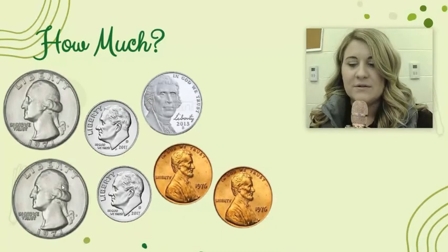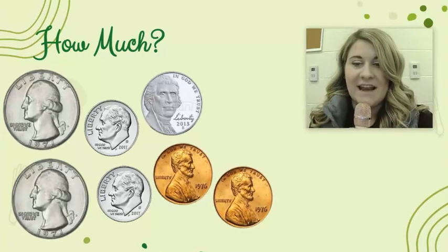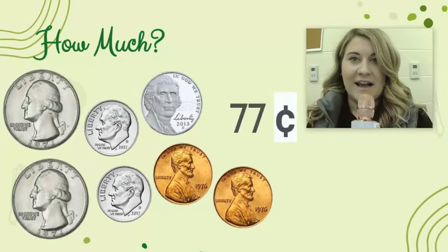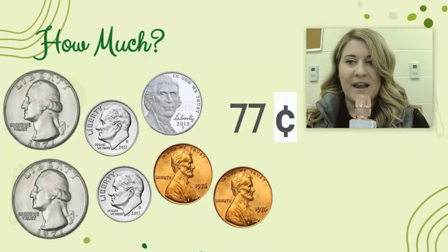We have 1, 2 quarters, which is 25, 50. Now we're going to count by tens, 60, 70. Now we're going to count by fives, 75, and now we're going to count by ones, 76, 77. So that's 77 cents.